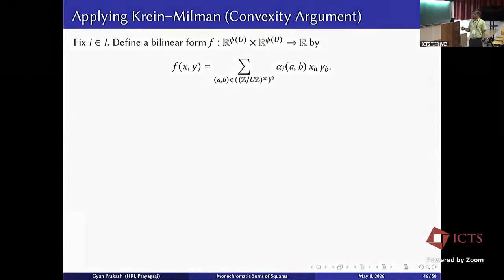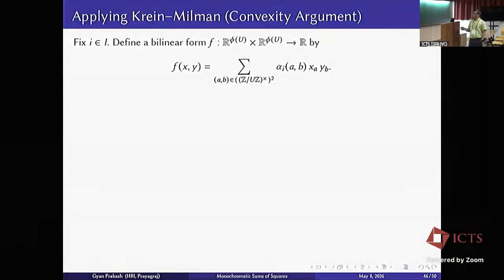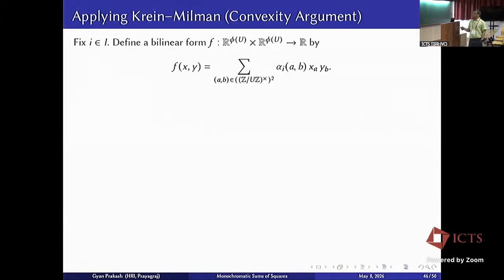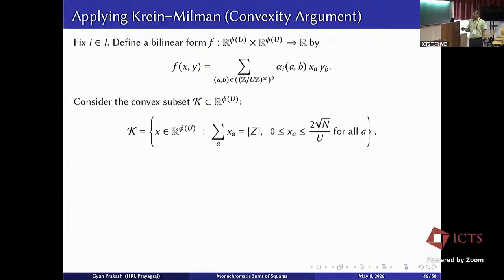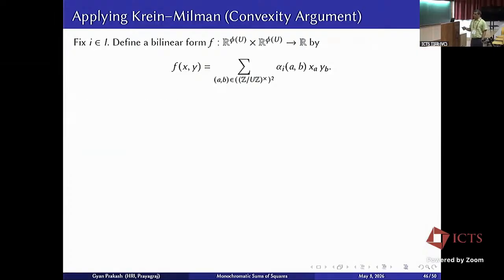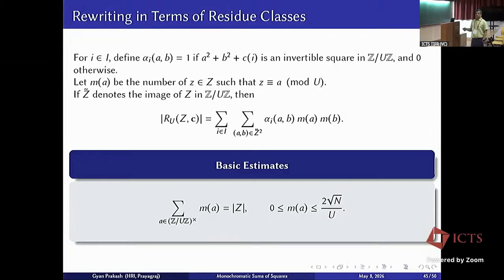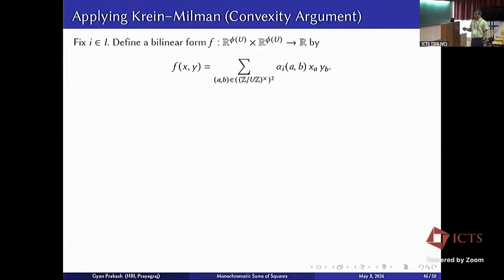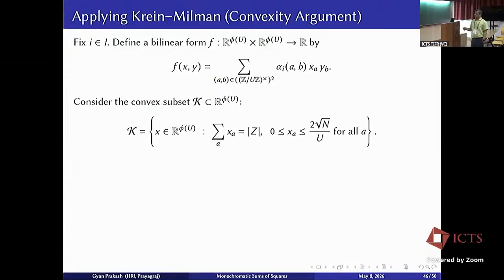The bilinear form is this: the summation over (a,b) belonging to (Z mod uZ) star square of alpha_i(a,b) x_a y_b. Then all these M_a, M_b will satisfy this condition. So now this defines a convex subset. That means (M_a, M_b) belongs to this convex subset defined in R to the phi(u), the summation of this thing. So this is a convex subset, and this is because of these bounds. So that shows that this is a compact convex subset.